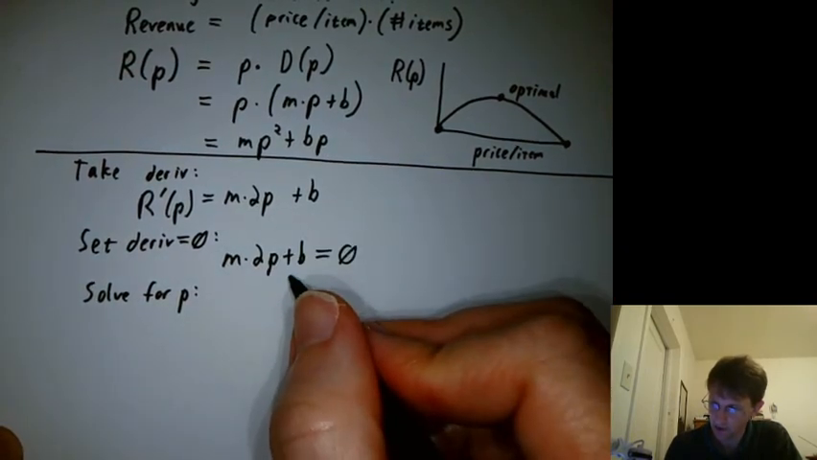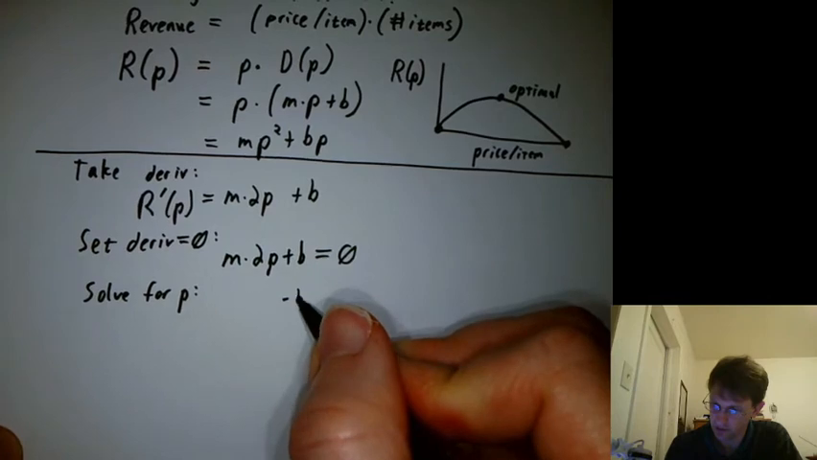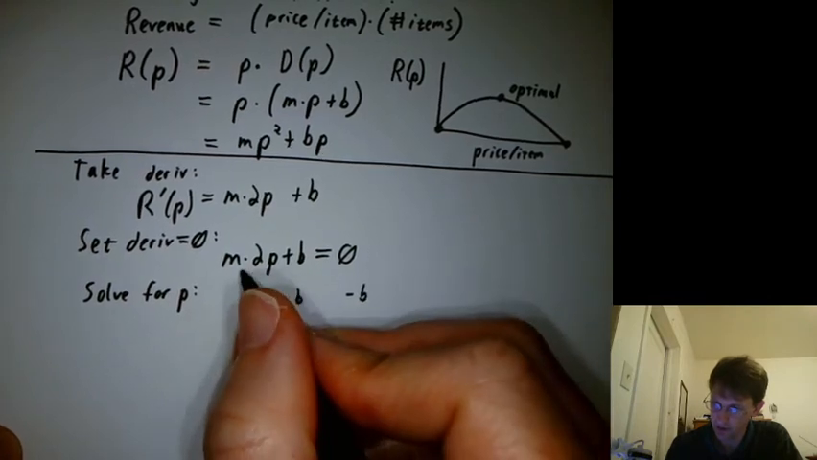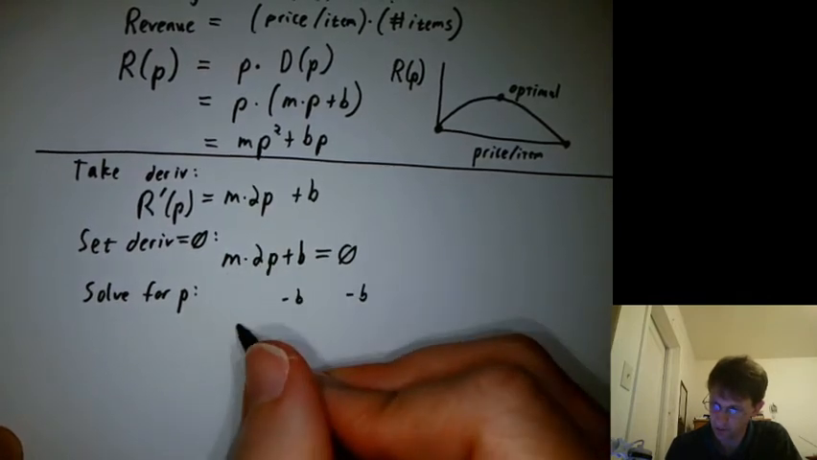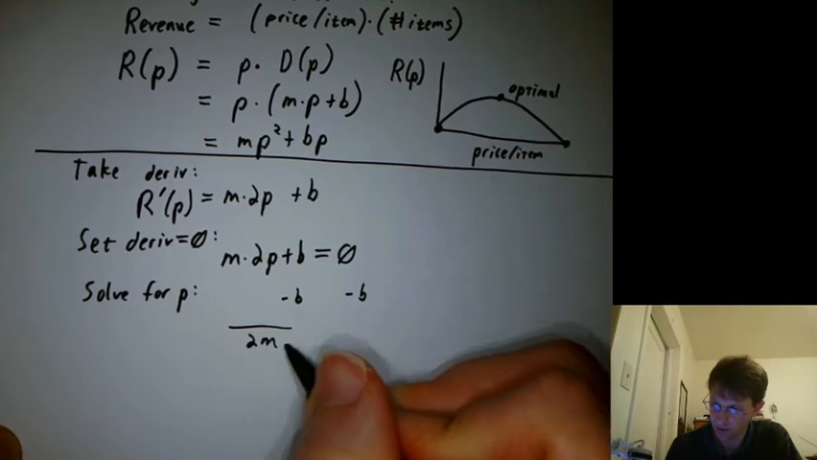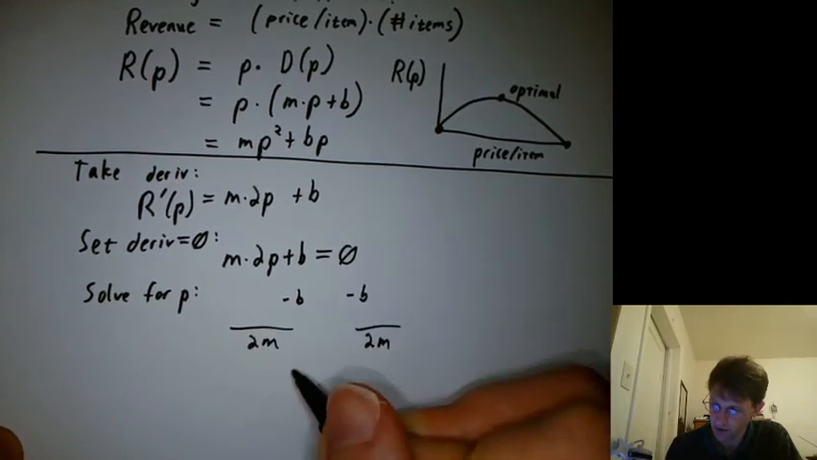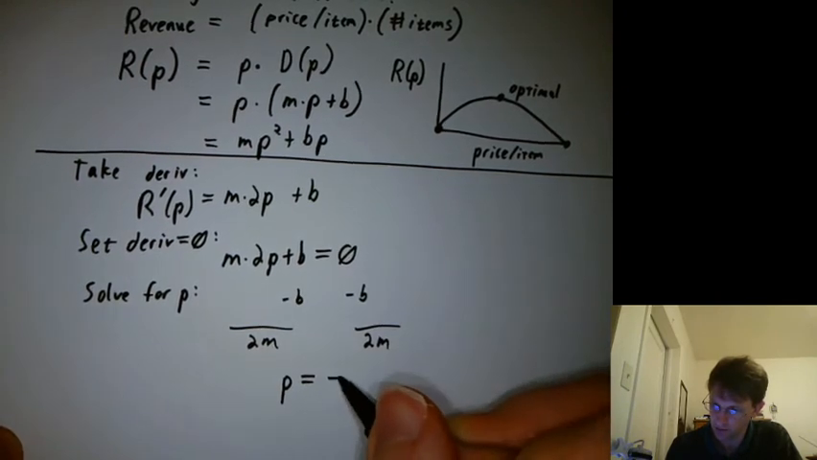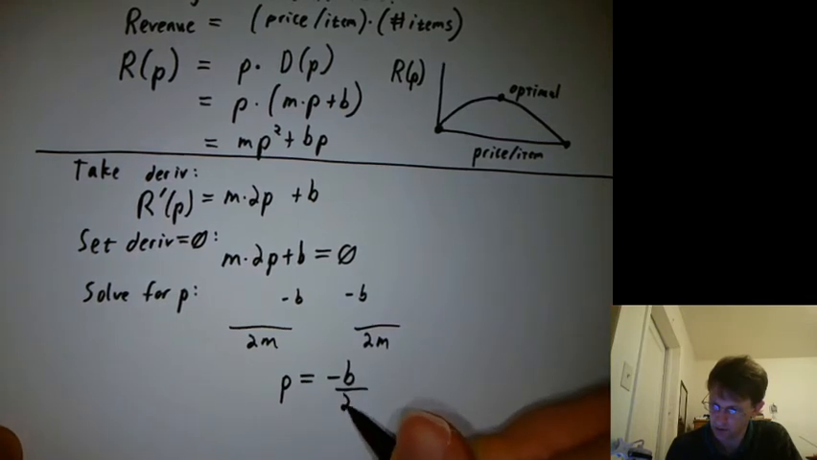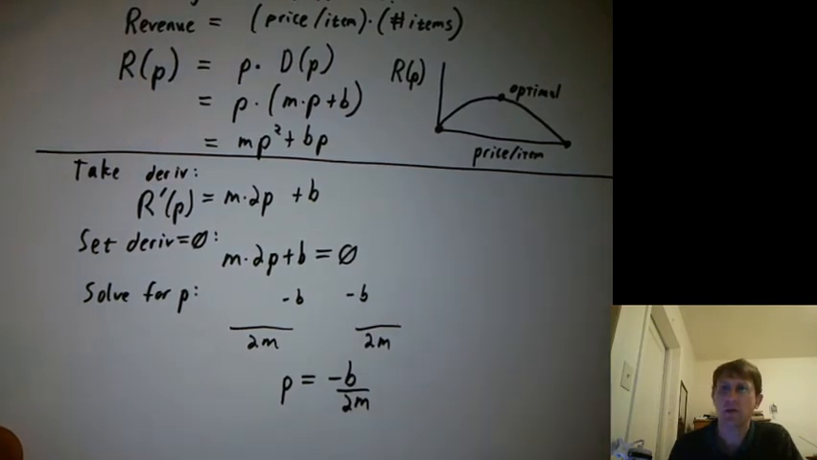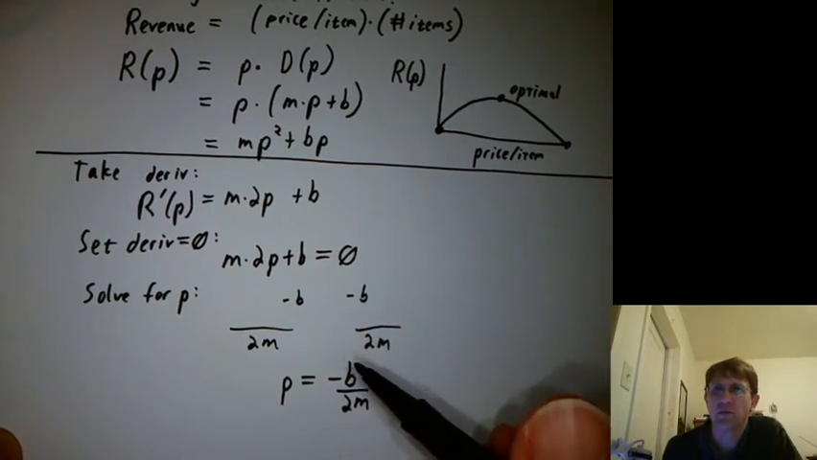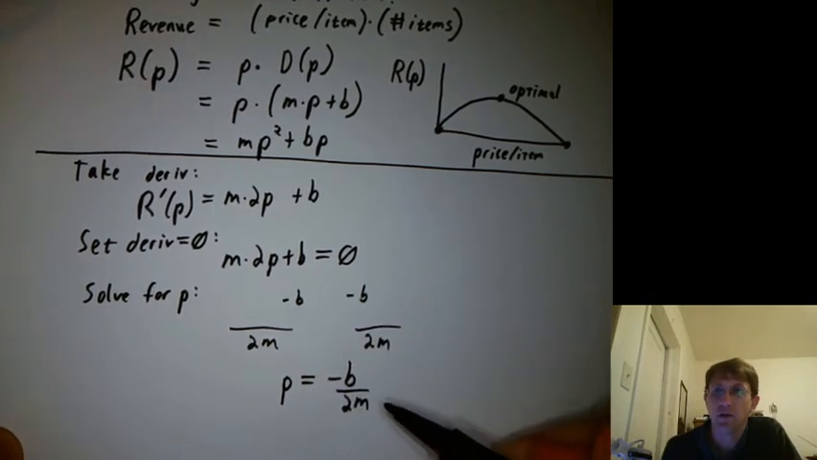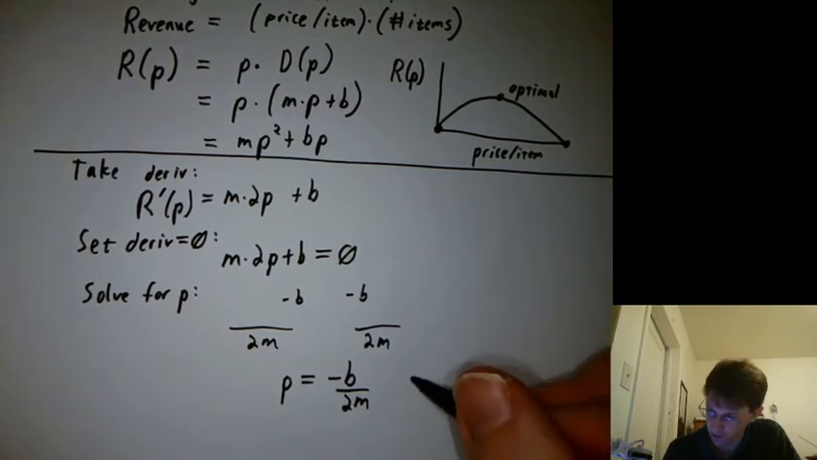So I'm going to subtract b from both sides and then divide both sides by 2m. And I'm going to get p equals minus b divided by 2m. Does it seem strange that price would be negative? Well, remember m is less than 0, so overall we would get a positive number here.